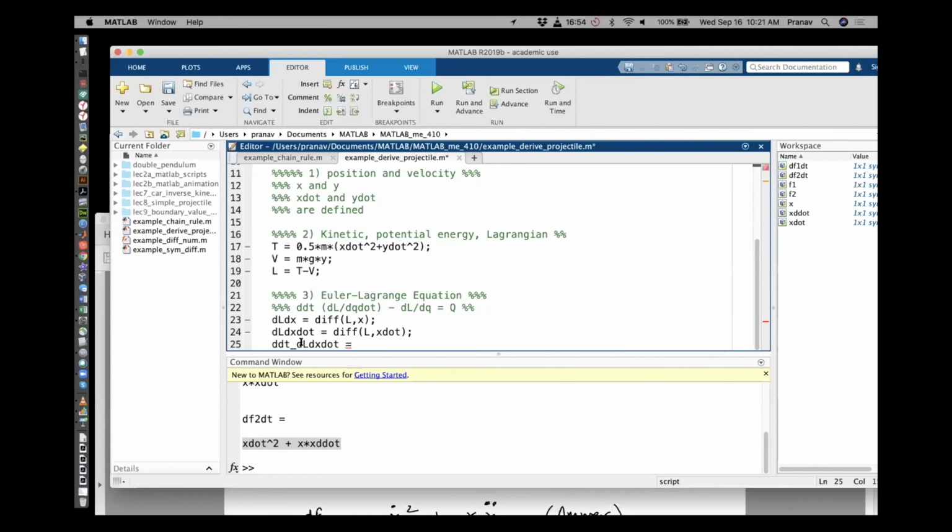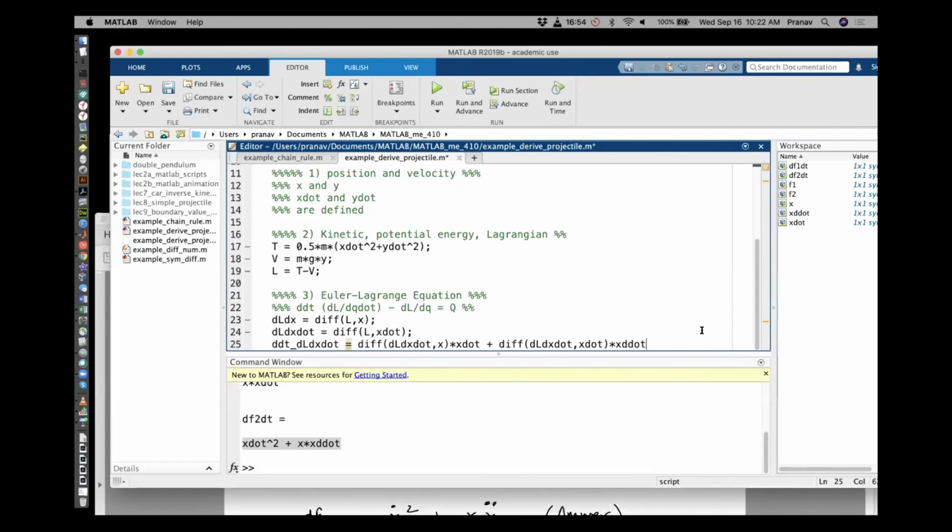So I just have to take what I wrote down on paper and transfer it here. That's going to be diff(dL_dxdot, x) times x dot. Okay, this is the first term involving x. Then I do the same thing for diff(dL_dxdot, x dot) times x double dot. So that completes two terms.